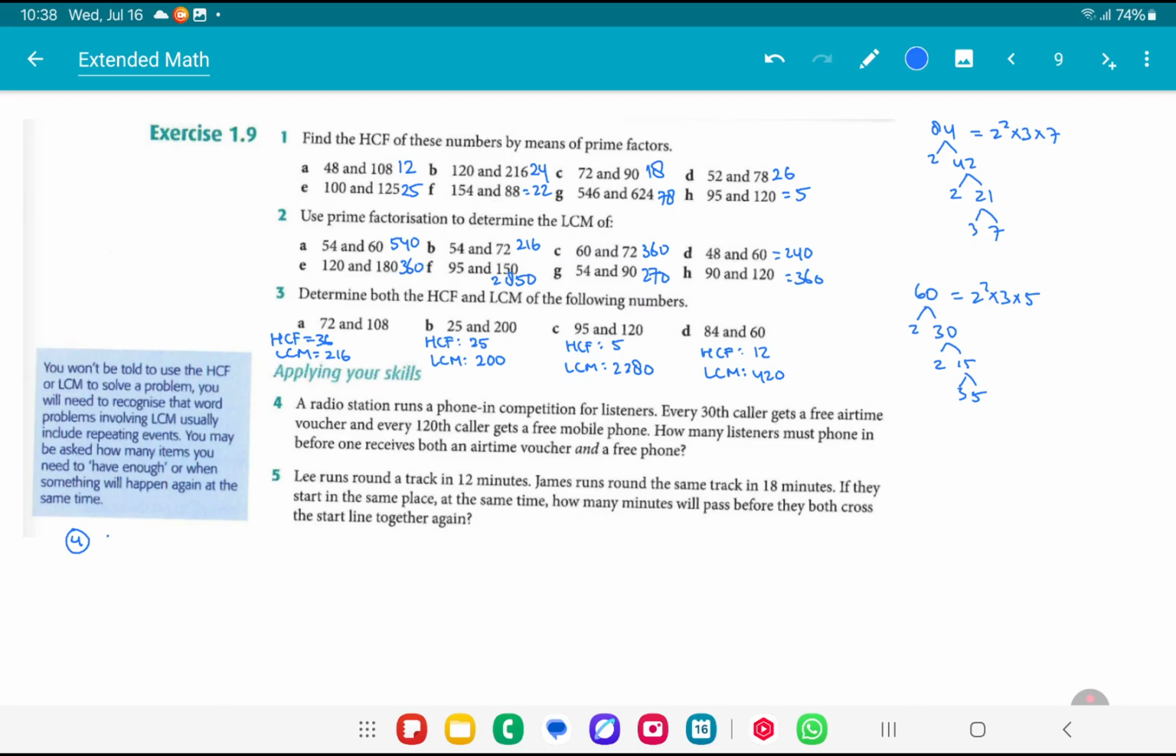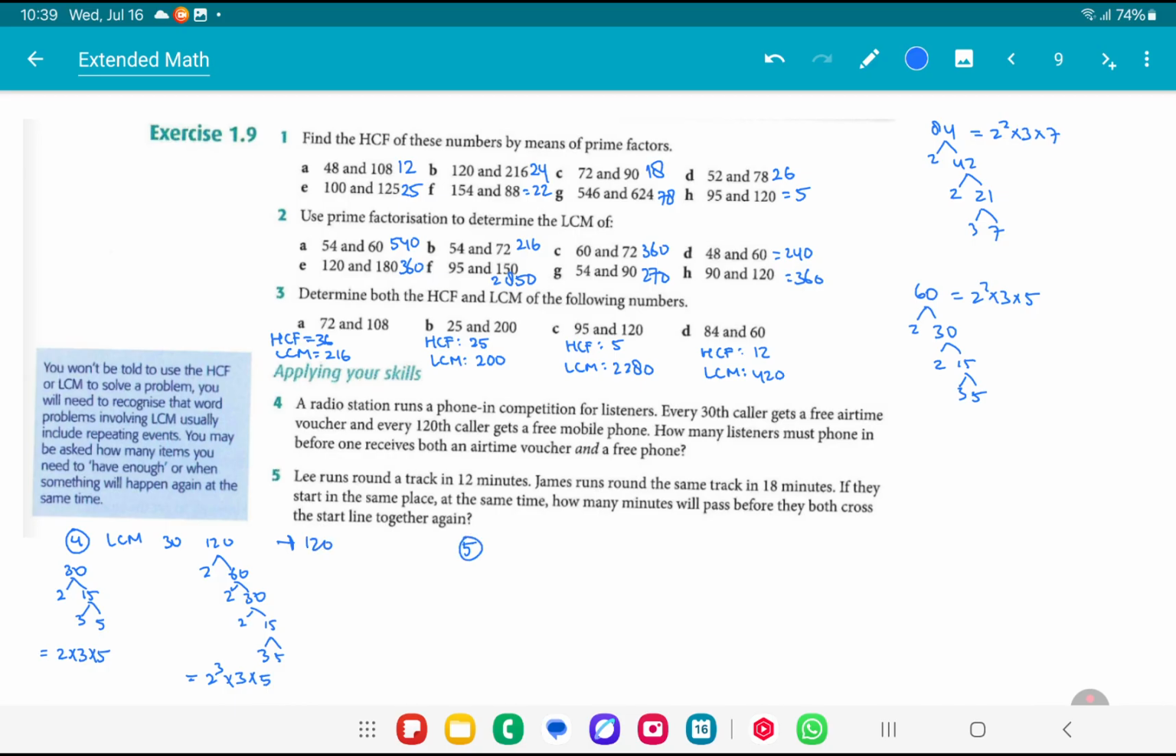So we will use the LCM for both numbers, 30 and 120. 30: we use 2 and 15, 3 and 5. So 2 times 3 times 5. 120: we divide by 2, 60, 2 and 30, then 2 and 15, 3 and 5. So 2 cubed times 3 times 5. So the LCM is 2 cubed times 3 times 5, which is, the answer is 120.